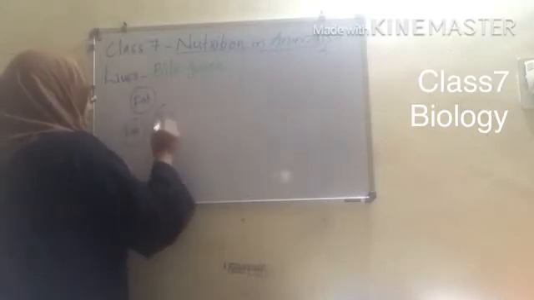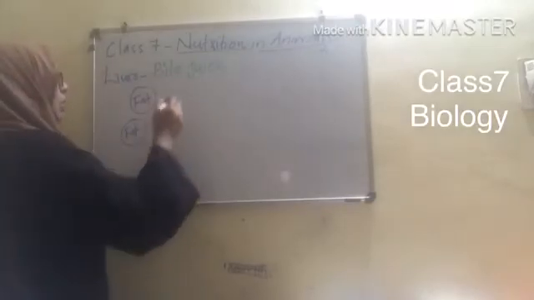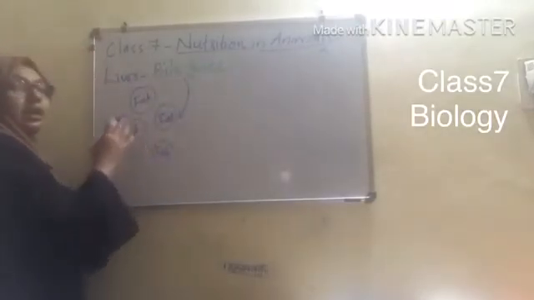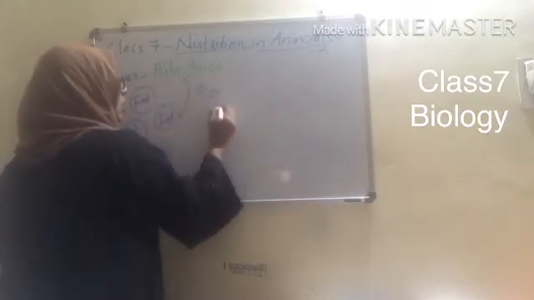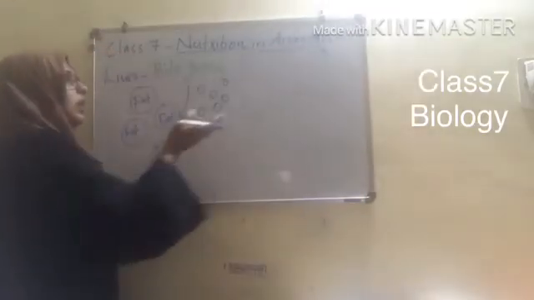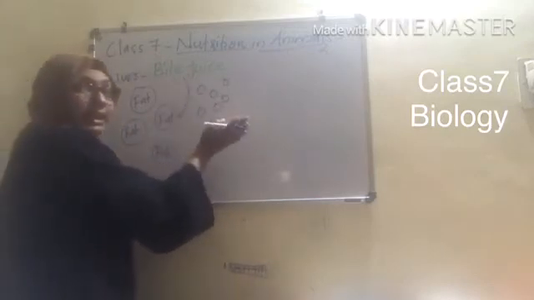So, it is very difficult to digest. So, it is the duty of the bile juice to convert these large fat globules into small fat globules. Clear? So, it makes the digestion of the fat easier.